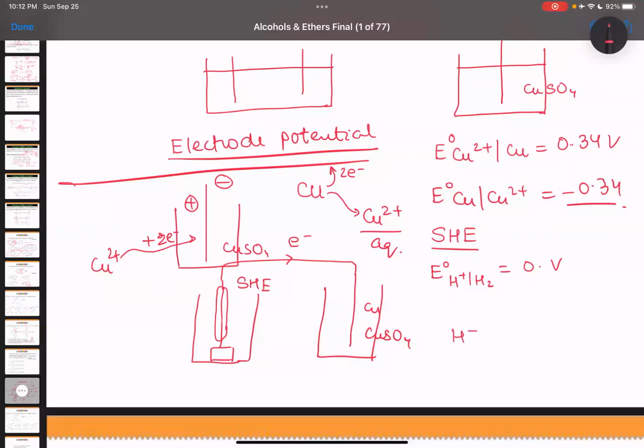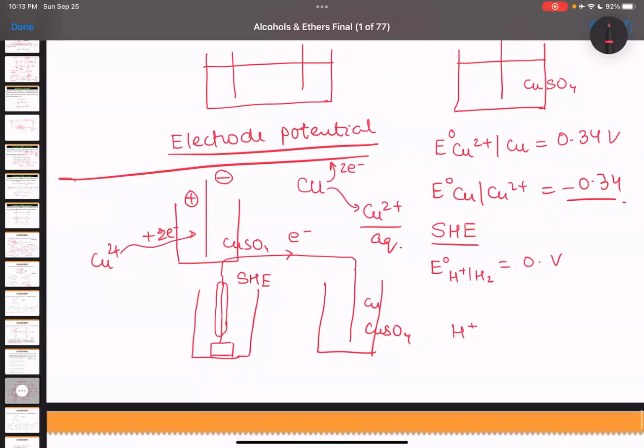So actually the electrode potential can be reduction potential or oxidation potential. You can express both of them, but as per IUPAC, reduction potential is the standard electrode potential which is considered. So this is the representation of the electrode potential of the standard hydrogen electrode, and that is 0 volts.